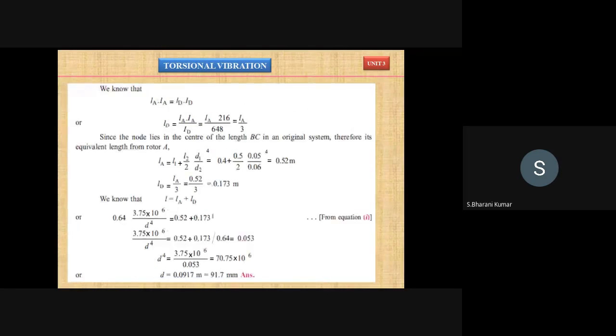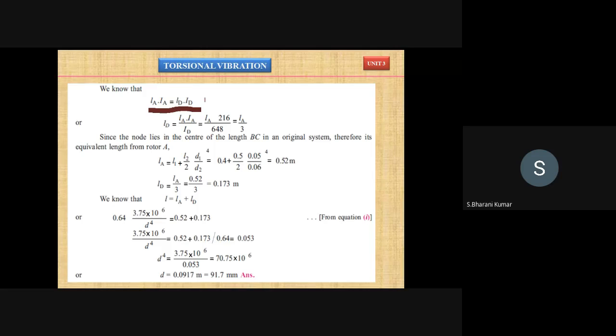Here is one more data. In the formula I already told you, in this derivation itself, LA IA equal to LD into ID. I would have said it in terms of B, LA IA equal to LB into IB. So only the notation changes, it's not an issue there. So LA into IA equal to LD into ID.